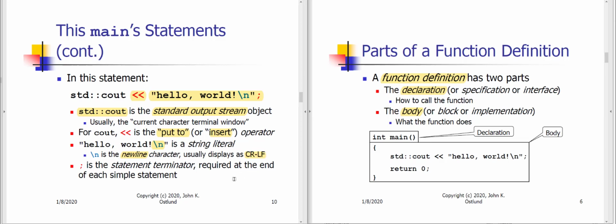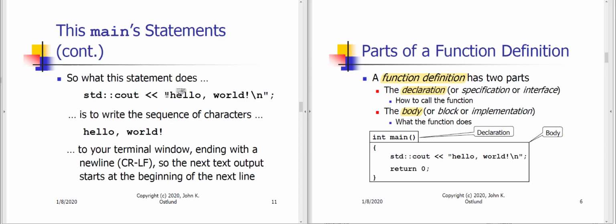At the end of that statement is a semicolon. And in C++, the semicolon is the statement terminator. Every so-called simple statement has to end with a statement terminator, a semicolon. So in other words, what this output statement does is to simply write the sequence of characters, HELLO, comma, space, WORLD, exclamation mark, followed by carriage return line feed to your terminal.